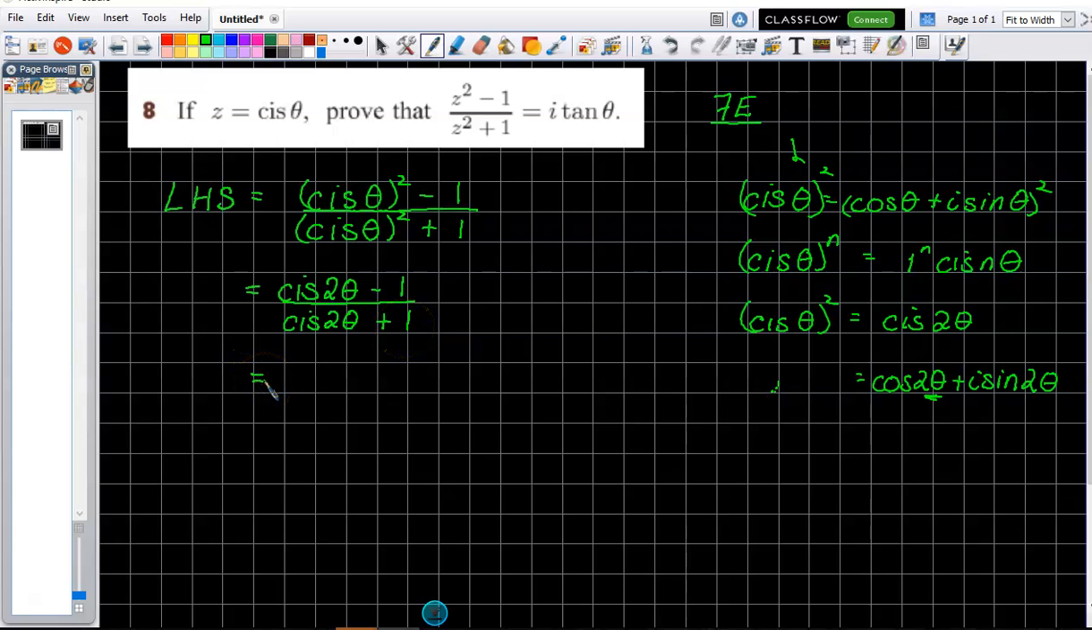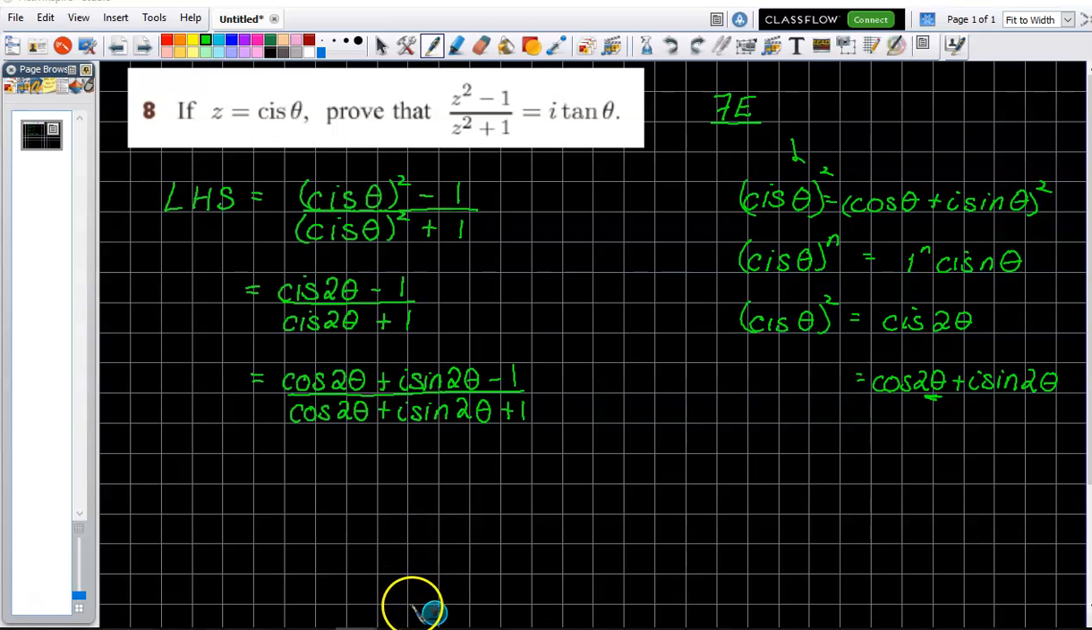And I'm just going to do one more line, then I'm going to stop, because we said that cis 2 theta is cos 2 theta plus i sine 2 theta. Just wait for a moment.